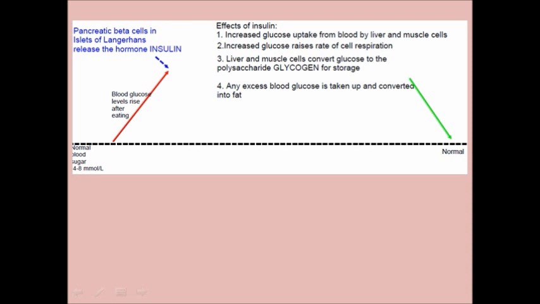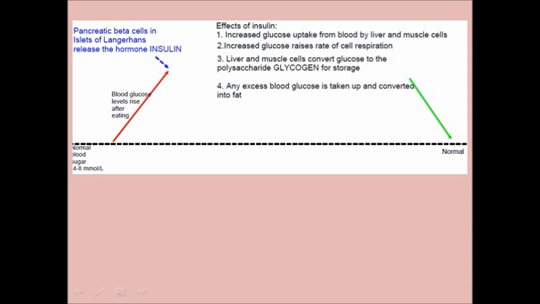And if the glycogen stores of the liver and muscle cells become full, then any balance of blood glucose that needs to be stored is stored as fat. So these are shown on the screen under effects of insulin.